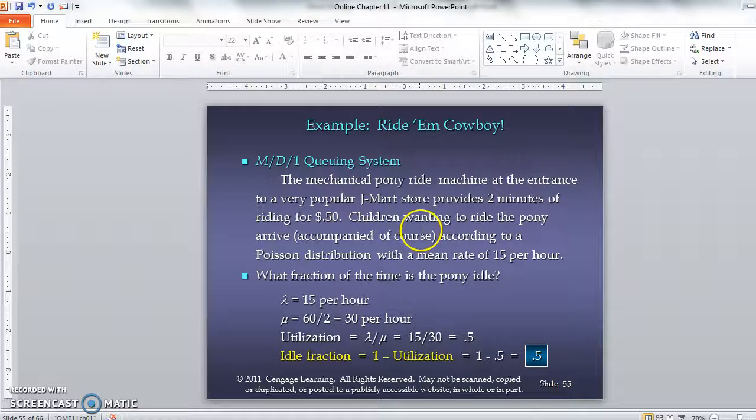Here's an example, a pony ride at a given store, 2 minutes for a certain amount of money. Children arrive at a rate of 15 per hour. Here's another definitional question, and I want you to grasp this as well. If lambda is 15 per hour, we're told that they arrive at a mean rate of 15 per hour. What is the service rate? If it takes 2 minutes, we can do 30 of them in an hour, 60 divided by 2. Utilization in that case is being used half the time. Utilization, again, is lambda over mu, 15 divided by 30, so half the time. The idle fraction, I mentioned this term earlier, is 1 minus the utilization, so it's also idle half of the time.